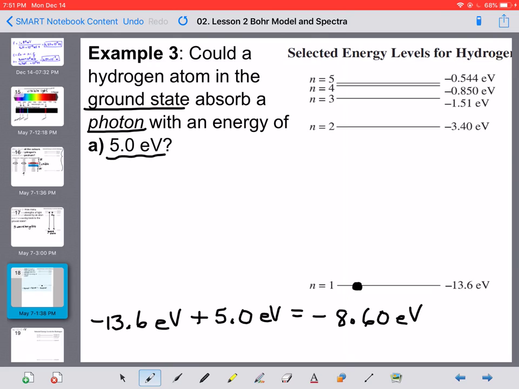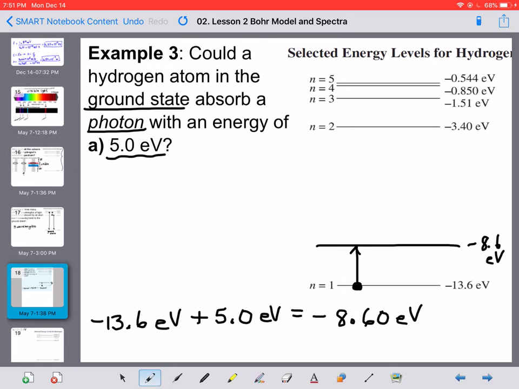Now have a look at the energy levels in the diagram. The lowest energy level is negative 13.6, and then the next one is negative 3.4. So negative 8.6 is somewhere here, right? 8.6 is somewhere between 3.4 and 13.6. Now that energy level that I just drew is not a real energy level. In theory, this electron would like to go up to this energy level, but it's not allowed to be there. Because remember in the Bohr model, what Bohr said is that only certain energy levels are allowed.